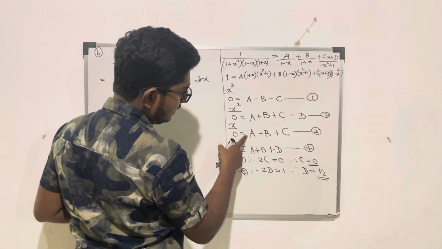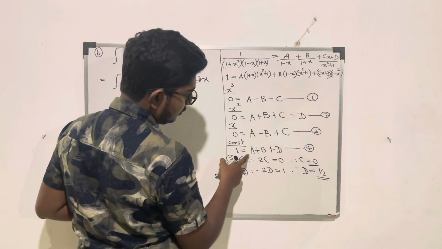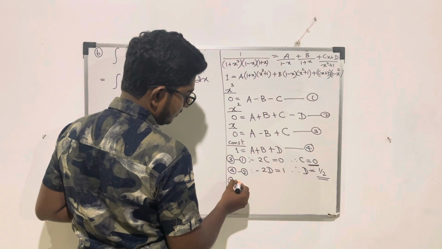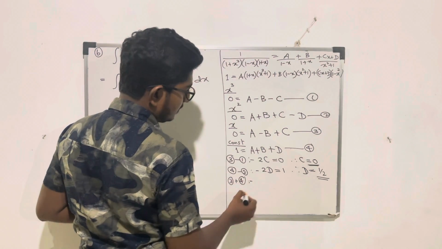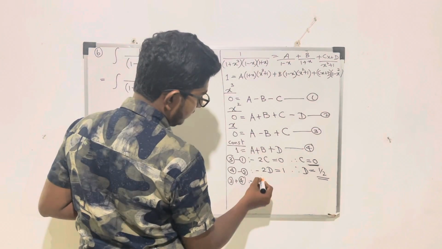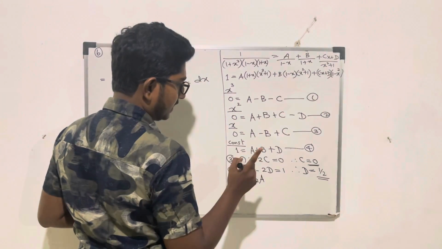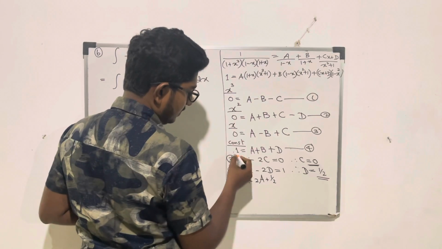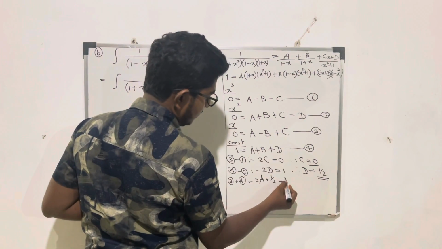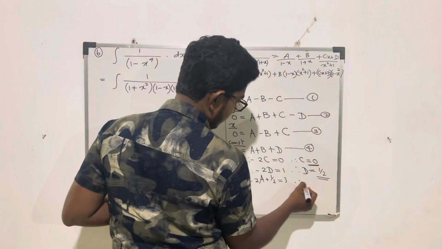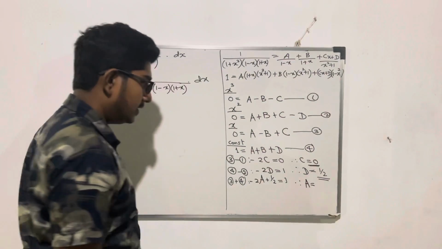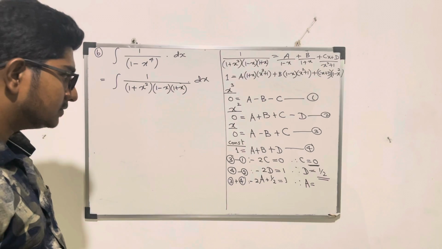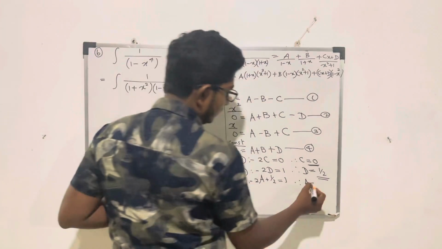Now we can add these two together to get rid of d. That is 3 plus 4. A plus a, b minus b get cancelled. D is half, c is 0. 1 plus 0 is 1. From this we can get the value of a, that is 1/4.